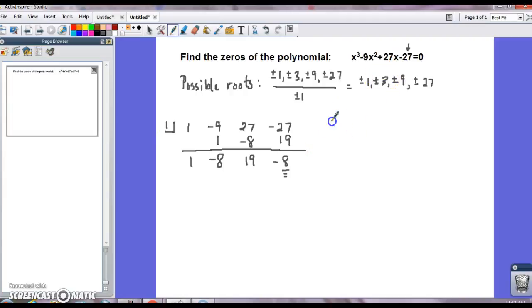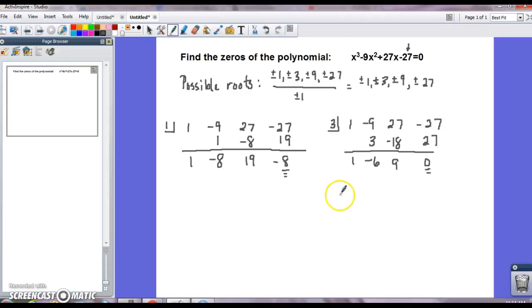So I'm going to try something else. Maybe I try 3, and I'll go with 1, negative 9, 27, and negative 27. Bring down the 1 and start the process. So 3 times 1 is 3. Add those together. You get negative 6. 3 times negative 6 is negative 18. Add those together. You get 9. 3 times 9 is 27. Add those together and you get 0. So then you know that 3 is a factor.